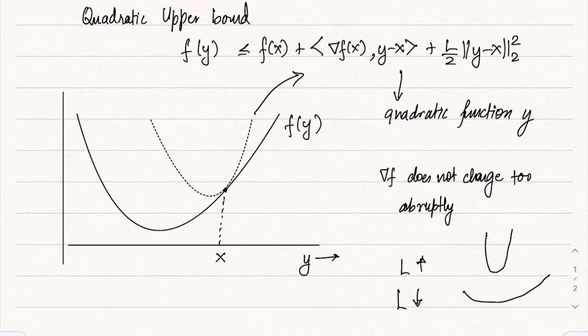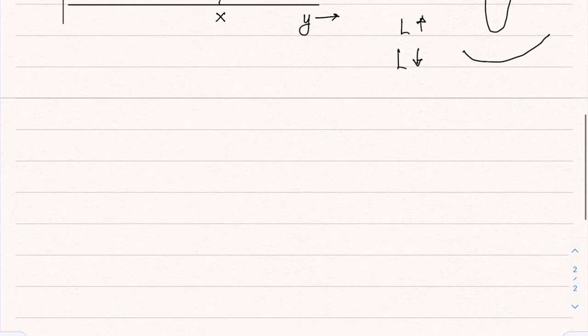Now that is only one side of the story, and then there is another side of the story, which is strong convexity.